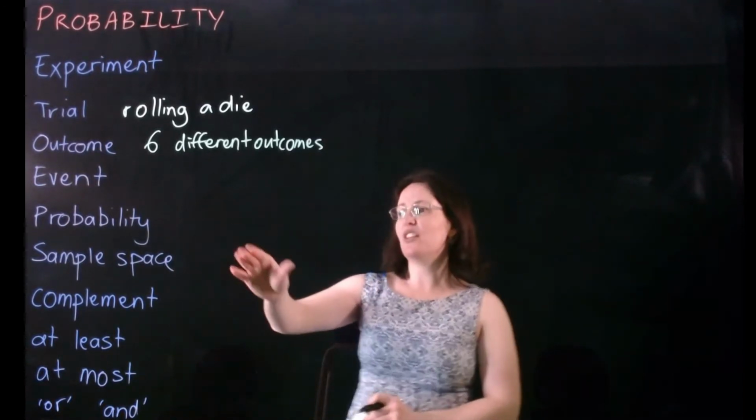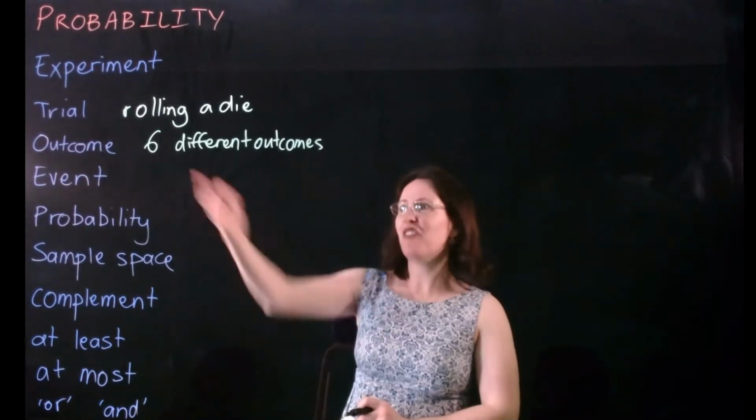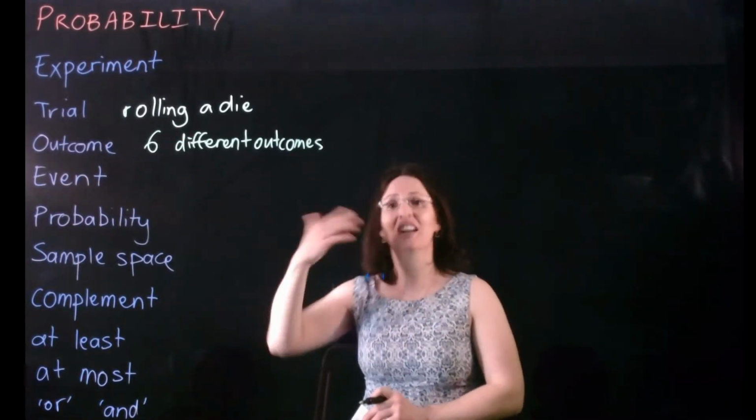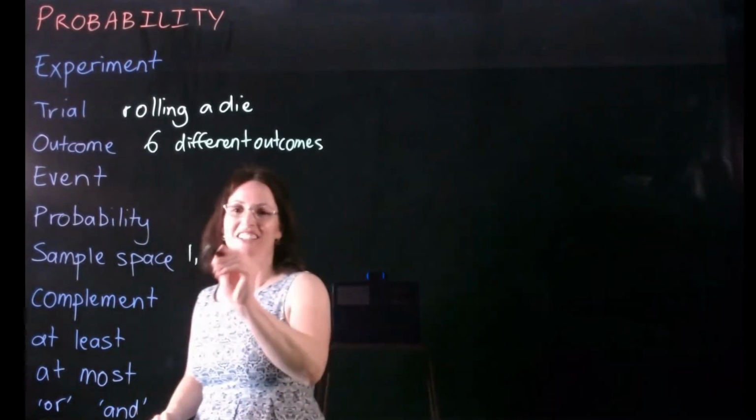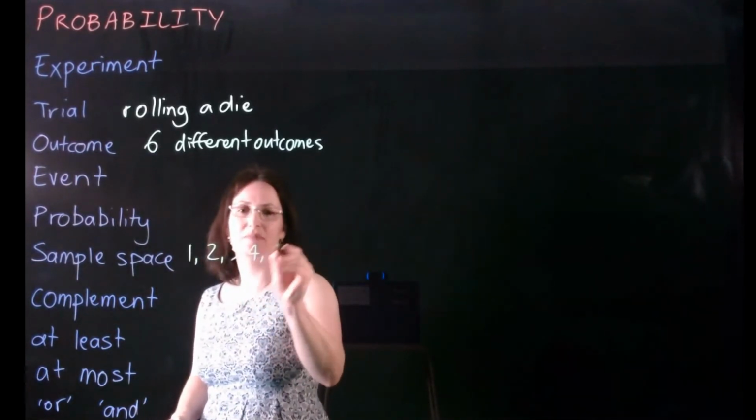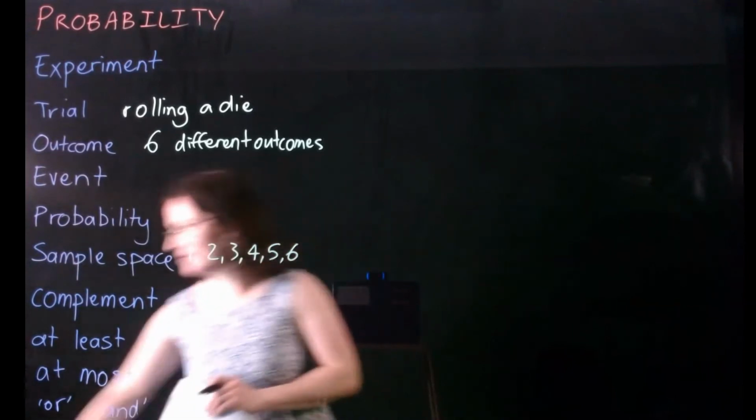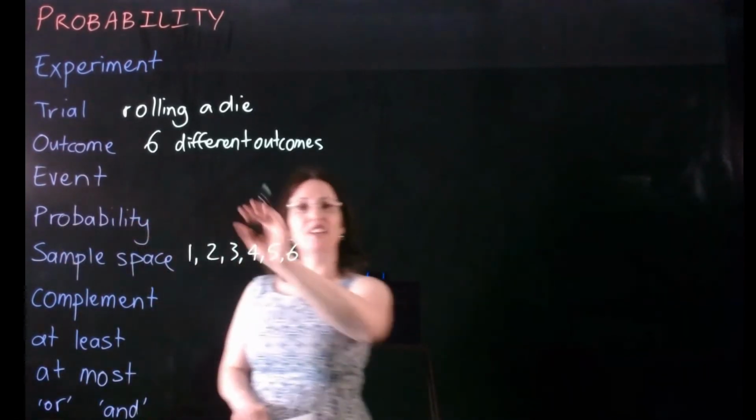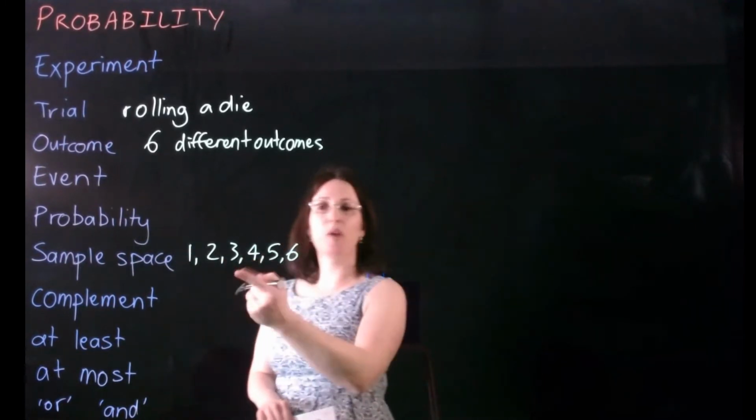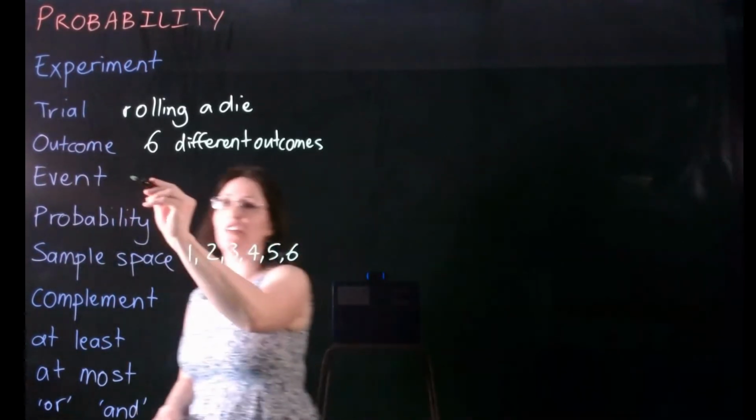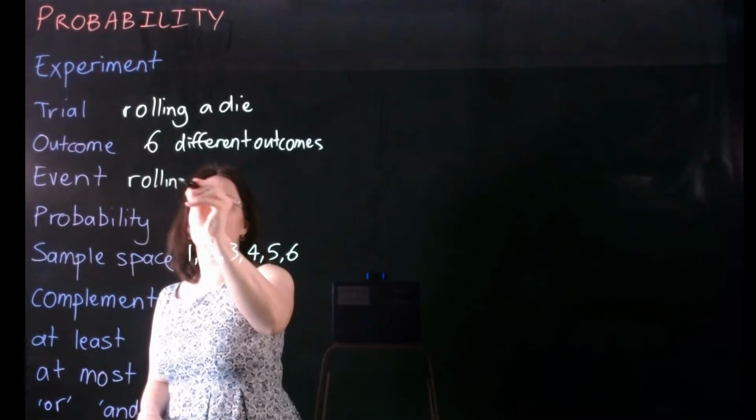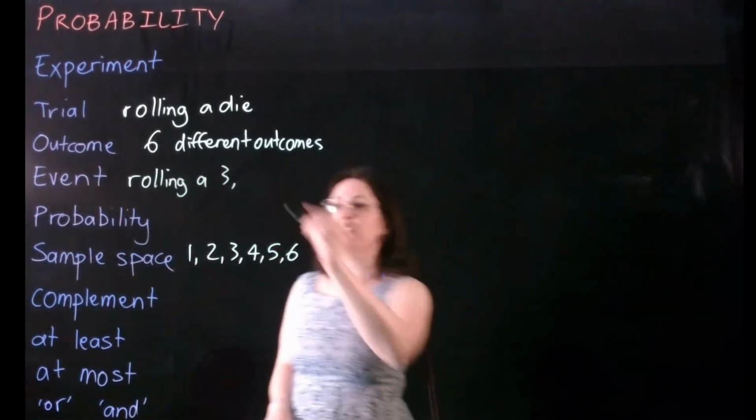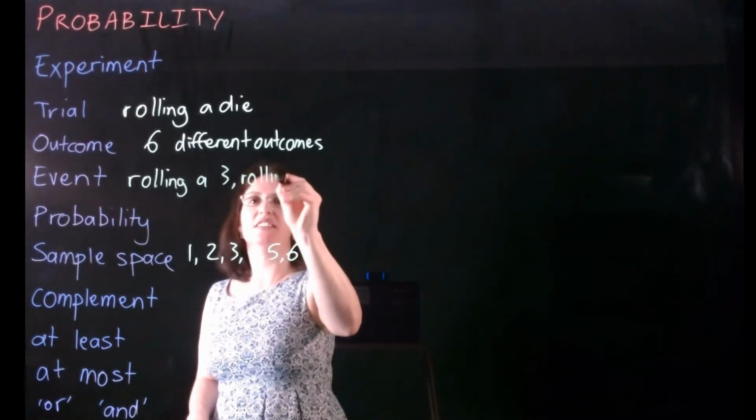What are all the different possibilities for those outcomes? Rolling a die, what could you have? You could roll 1, 2, 3, 4, 5 or 6. So there are 6 different outcomes, but there are different events that could happen. For example, one event might be rolling a 3 or rolling a 2. Or what about rolling an even number? What are the chances of that happening?